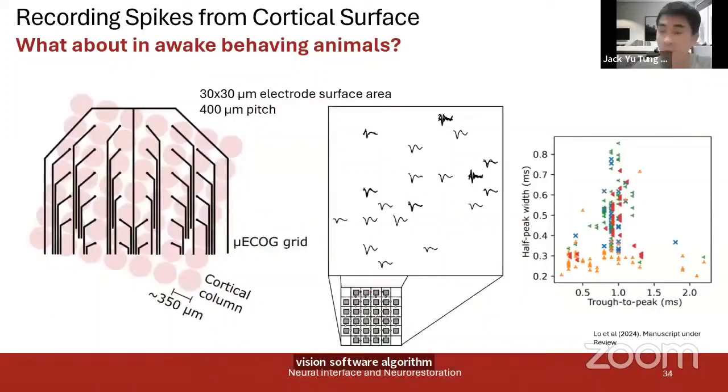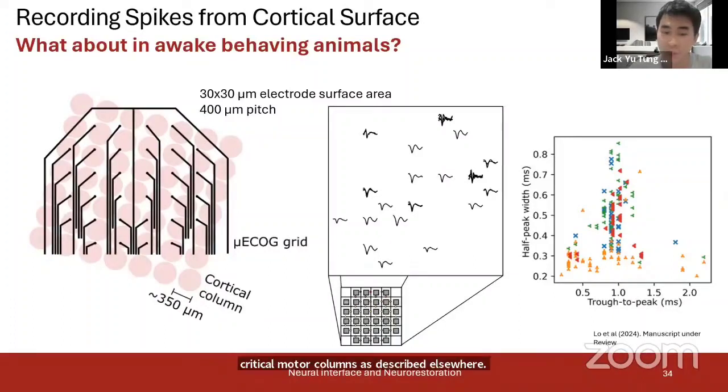So this was the configuration of the micro-ECOG array that we used, consisting of 32 channels with each electrode measuring 30 microns in diameter, so very small diameters, and spaced 400 microns apart. So this was roughly in line with the natural spacing between cortical motor columns as described elsewhere.